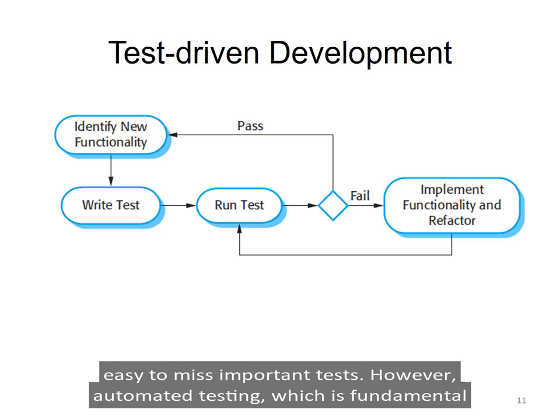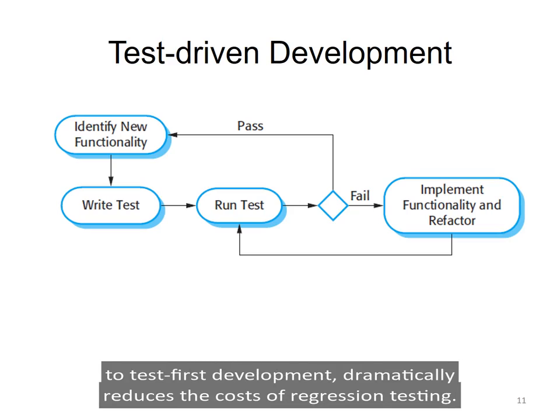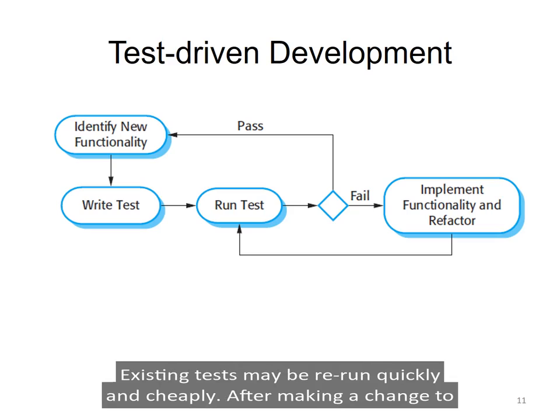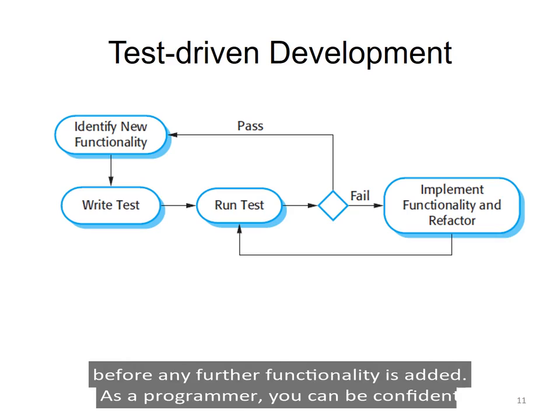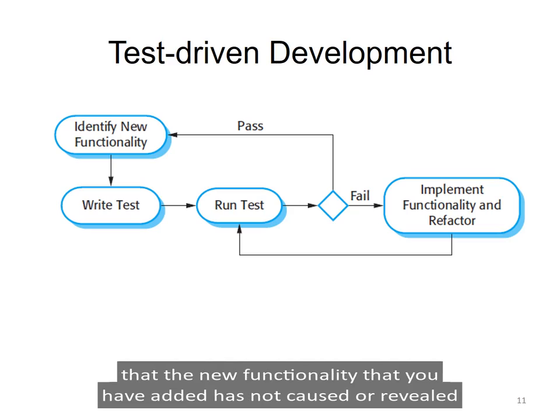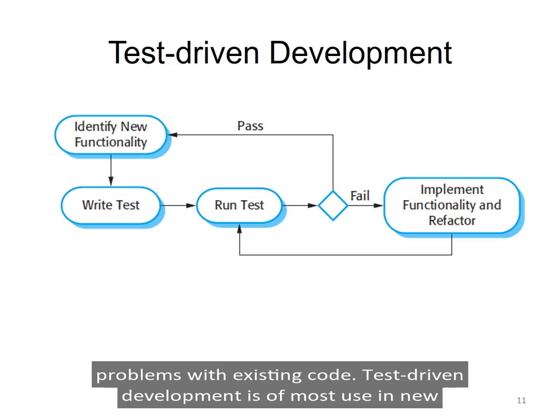However, automated testing, which is fundamental to test-first development, dramatically reduces the cost of regression testing. Existing tests may be rerun quickly and cheaply. After making a change to a system in test-first development, all existing tests must run successfully before any further functionality is added. As a programmer, you can be confident that the new functionality that you have added has not caused or revealed problems with existing code.